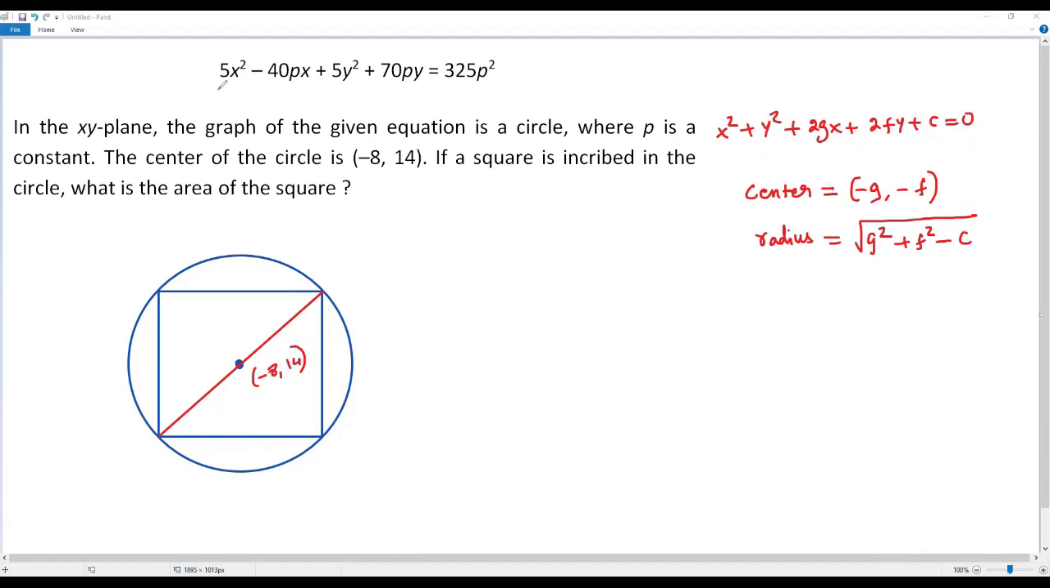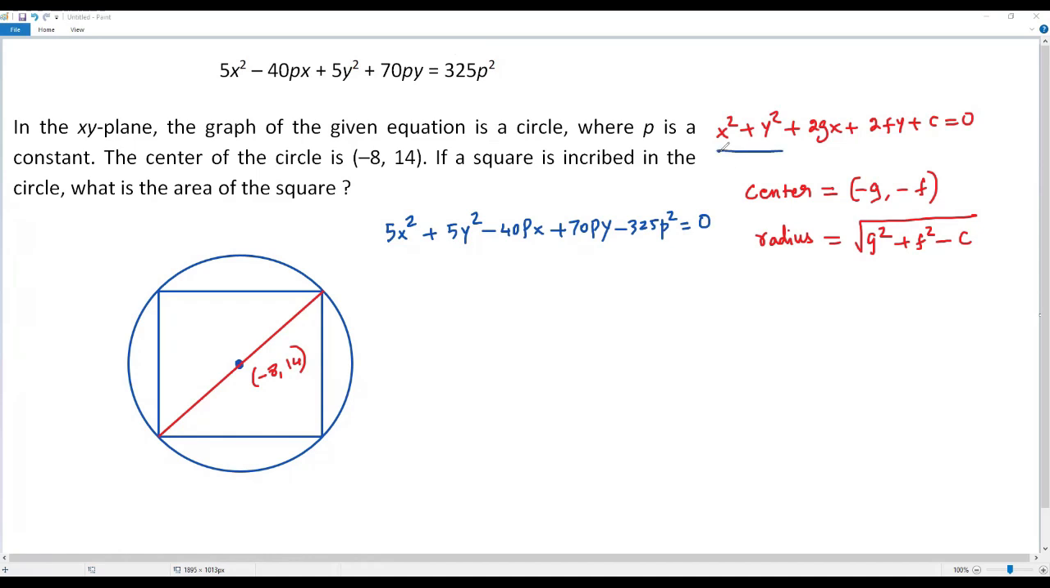Here we can rearrange the terms on the left side. First we write 5x square, then the y square term, a positive 5y square. We write the x term negative 40px, then the y term positive 70py. And we have to make the right side 0. For that, we subtract 325p square from both sides of the equation. Then we have negative 325p square on the left side, and the right side is 0.